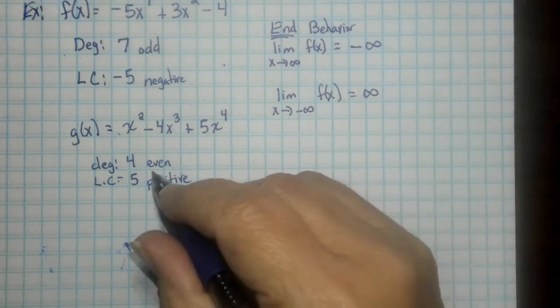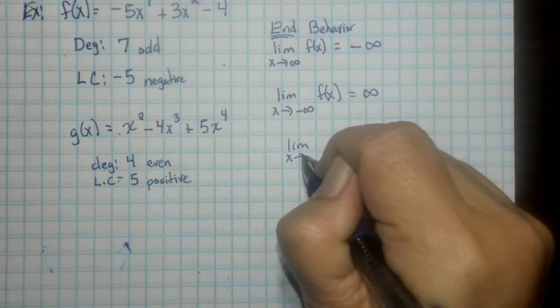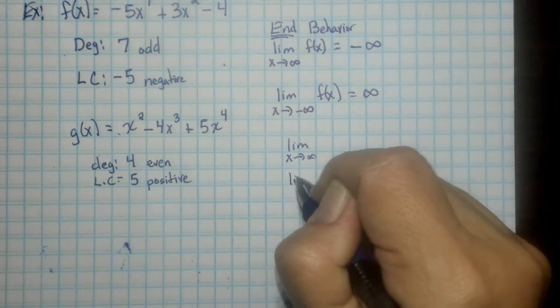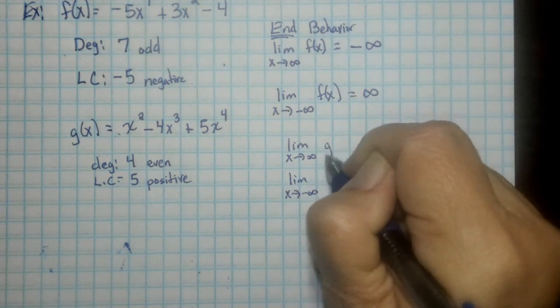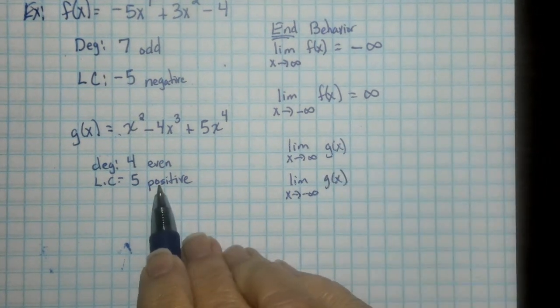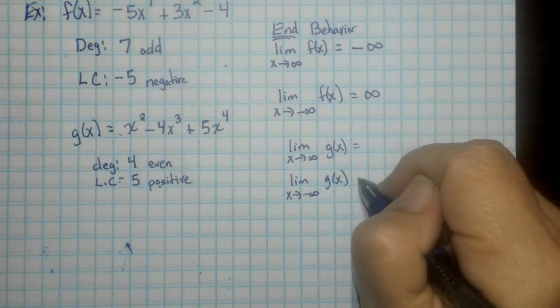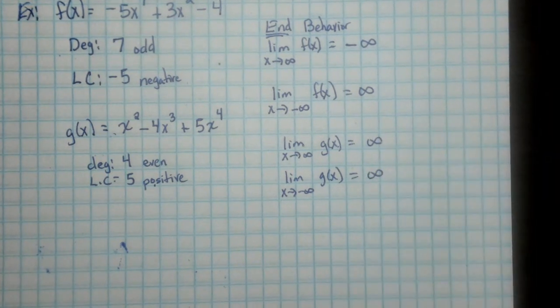So then, it's an even, so that tells you both sides are going to do the same thing, right? So these are both going to be the same answer. And since it's positive, that means they're going up on both ends. So the limit is infinity for both of them. Got it?